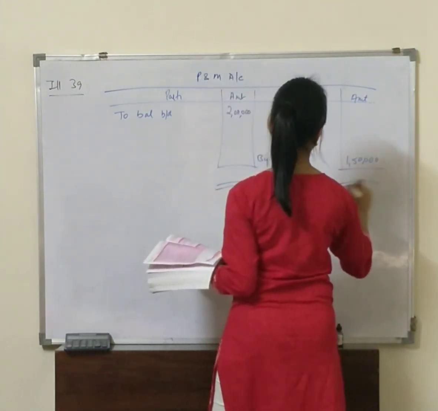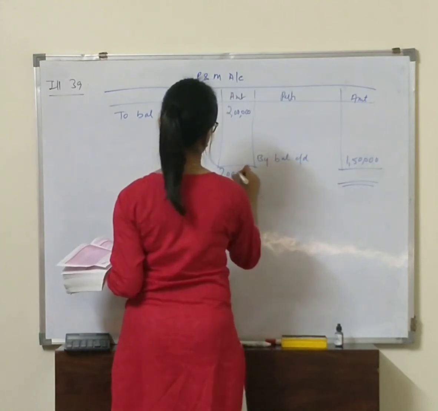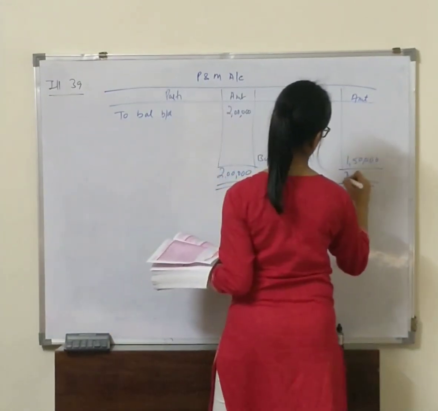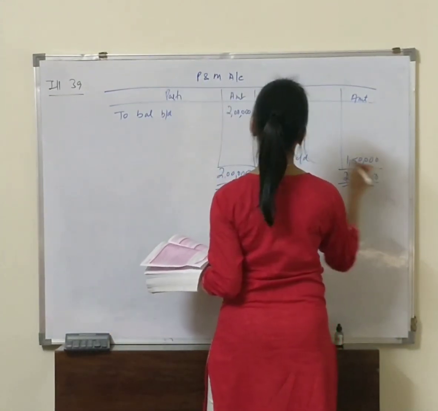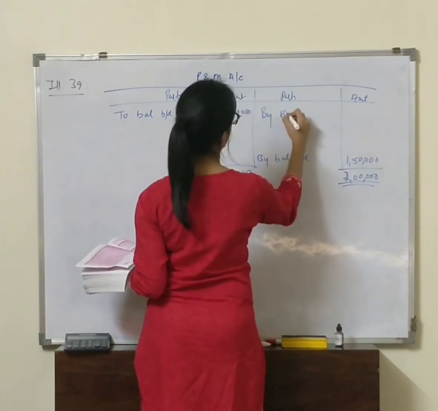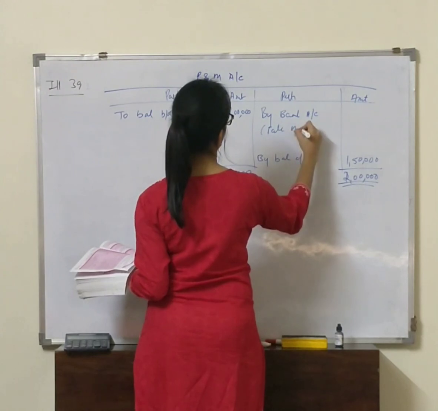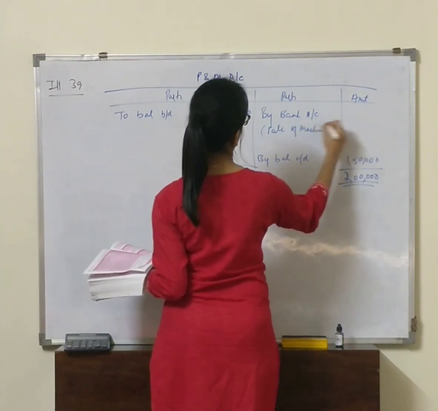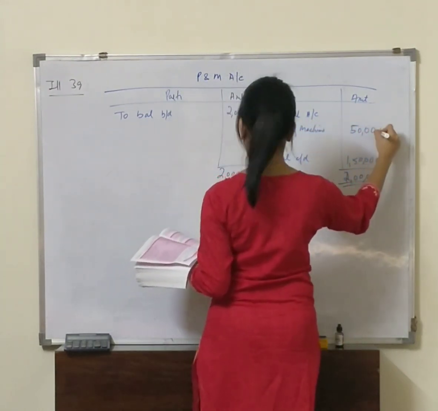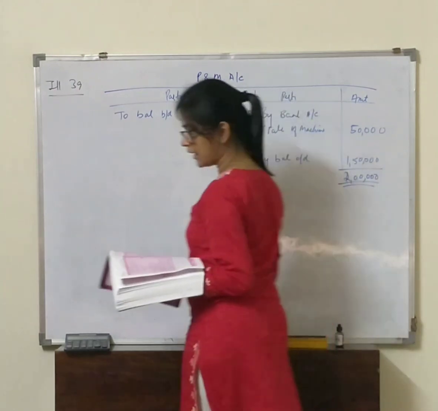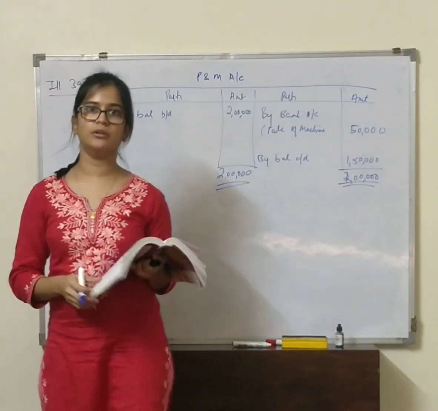Which side is more here? Our debit side is more. It is 2 lakh. So the balancing figure will be on our credit side, that is bank account, sale of machine. How much is the sale of machine? It is 50,000.